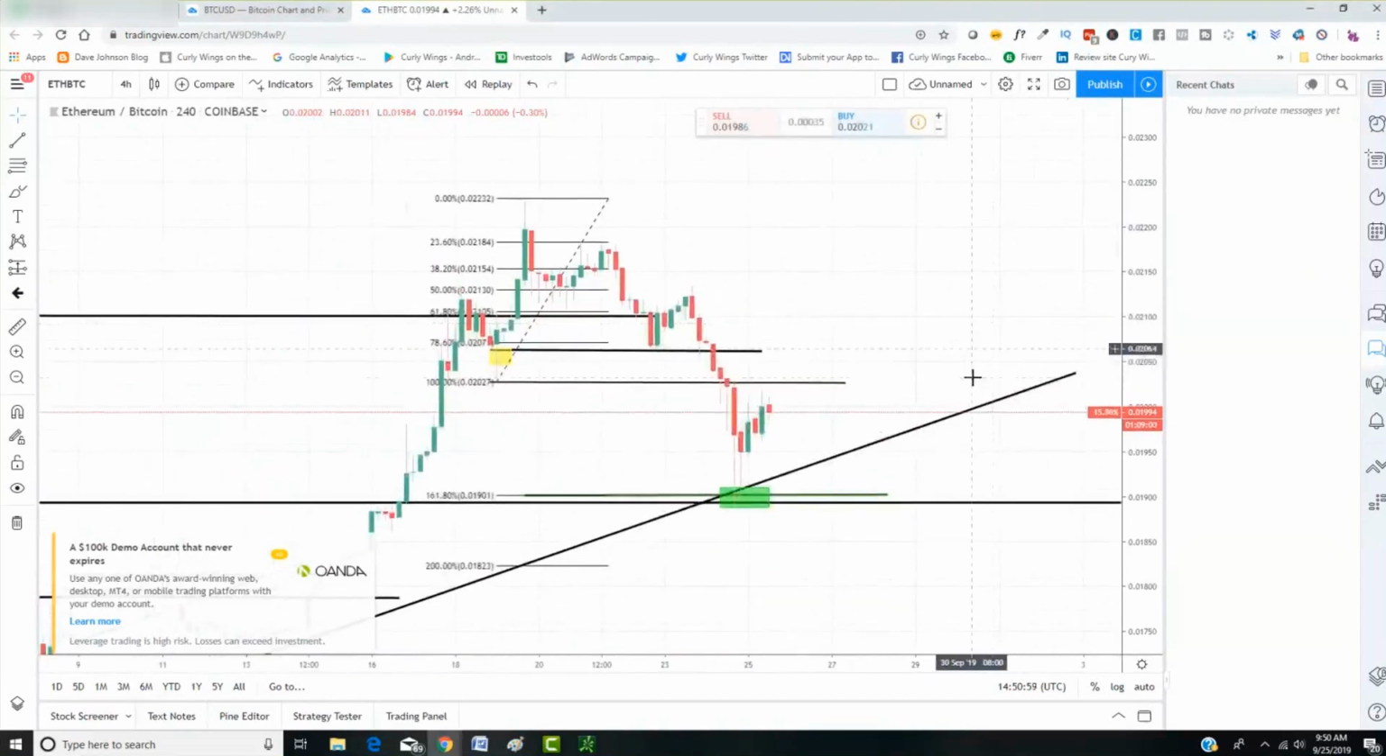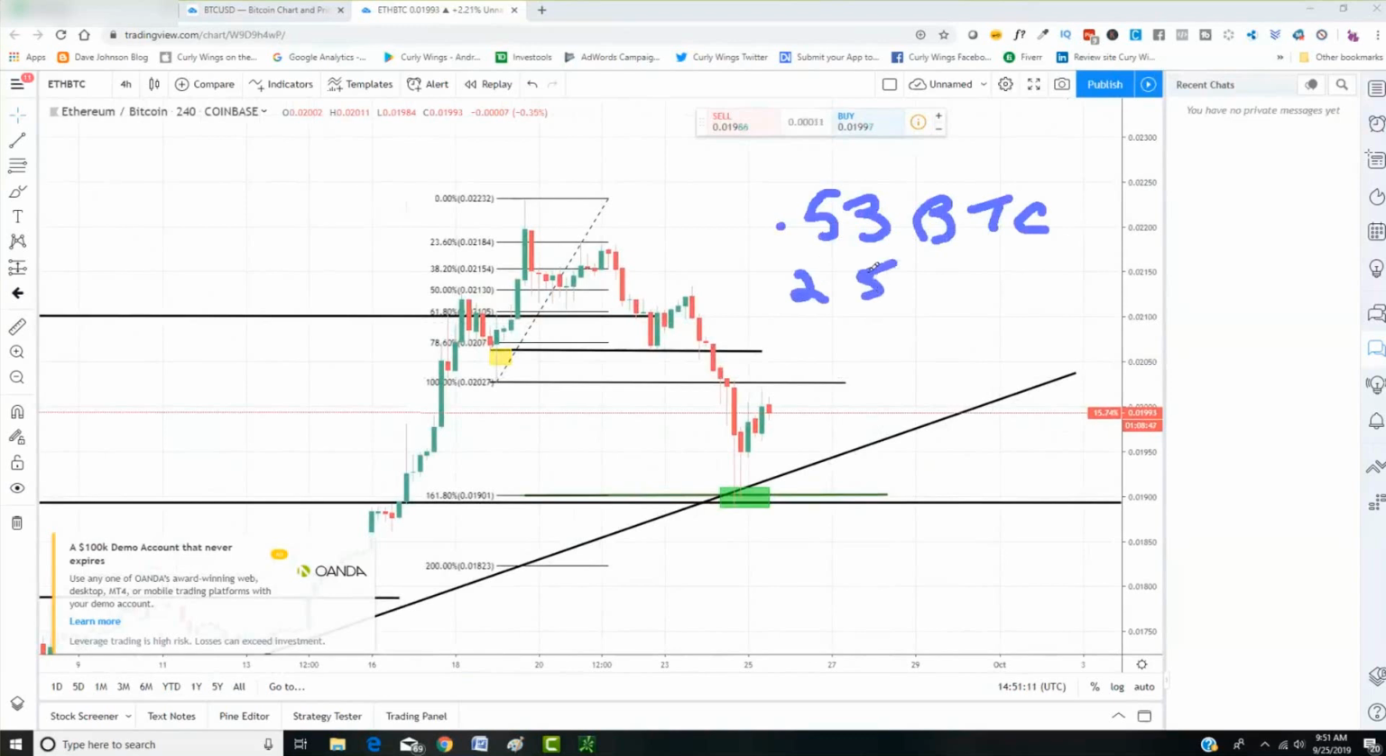What I did was, remembering 0.53 Bitcoin, I had 25 Ethereum to start with. So I put an order. In this case, it was a sell limit order. So I wanted to sell my Bitcoin. I can't remember the exact number, but we'll just use this Fibonacci. It was around there. I wanted to sell that Bitcoin if it came down to this level.